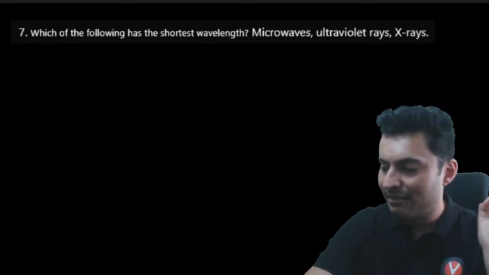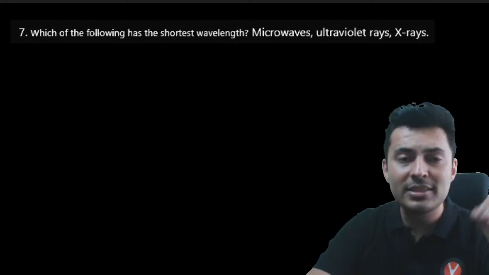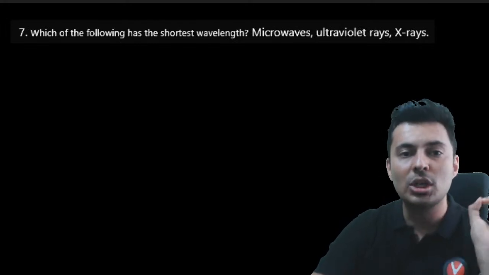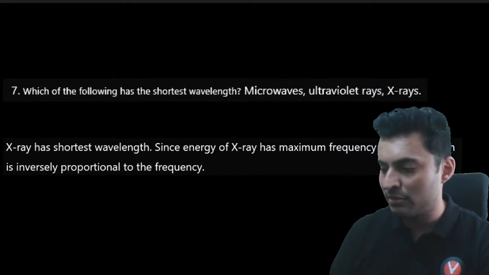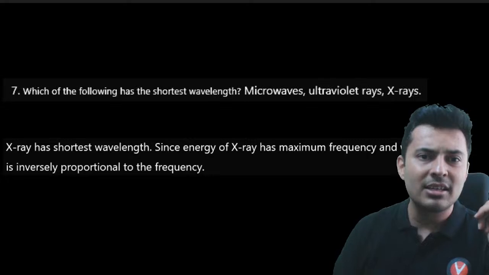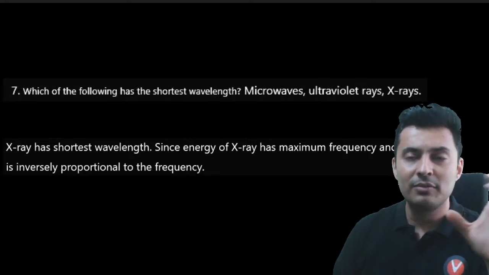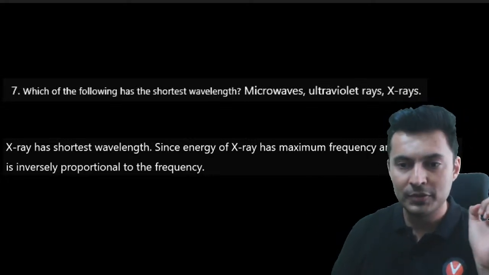Microwaves, ultraviolet rays and X-rays. Shortest wavelength. Who is the most energetic? That will be having the shortest wavelength. X-rays has the most energy. So that's why X-ray has the shortest wavelength. Microwave has the least energy. So that's why, in fact, long wavelength will be there for microwaves.